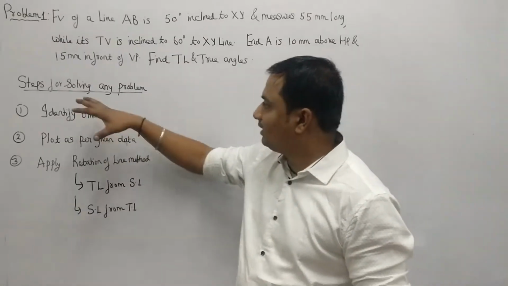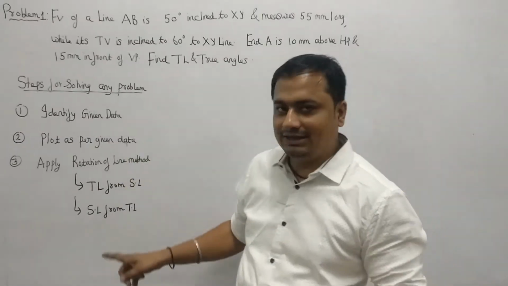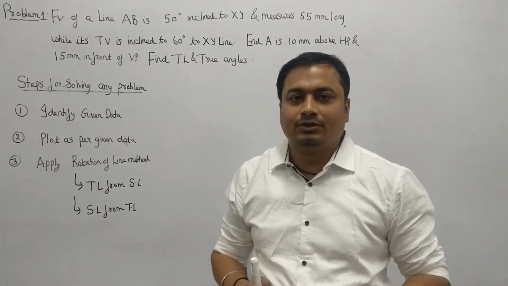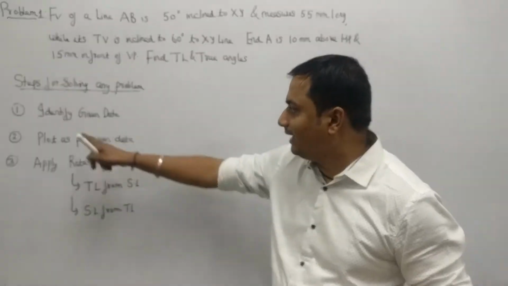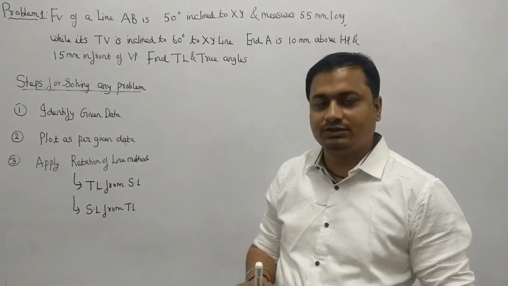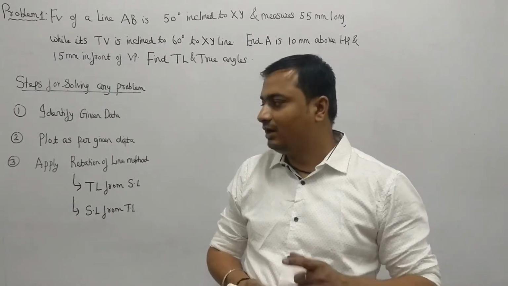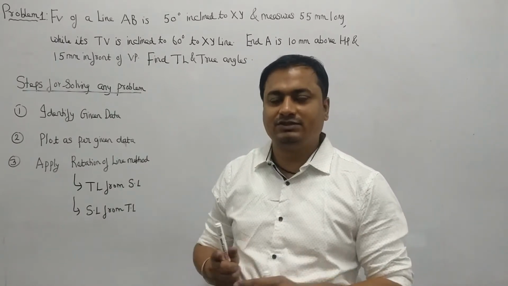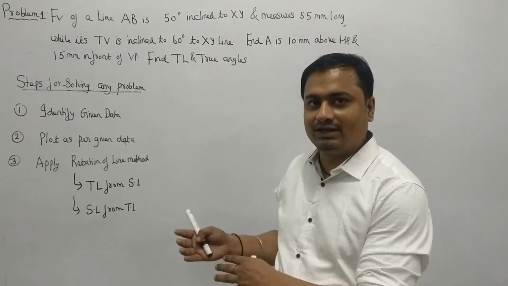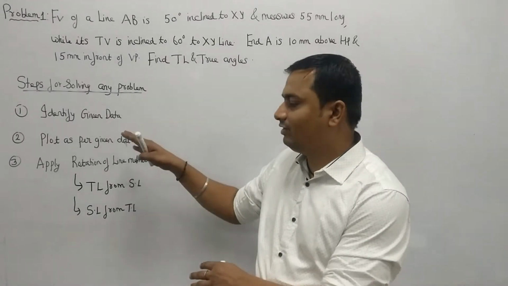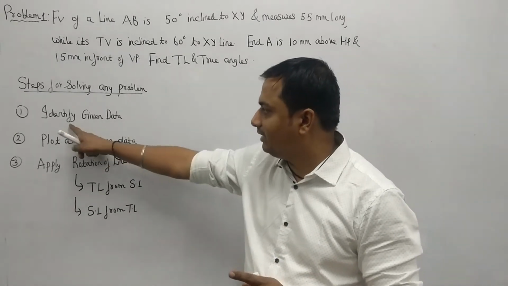Okay. So what are the steps for solving any problem based on the projection of a line? These are the three steps required to solve any problem based on projection of a line. The first step is to identify the given data. First you read the problem once, twice. You have to identify what data is given in this problem. That is very important. Half of your problem will be solved here if you have identified the correct data given in the problem. So this is the first step, identify the given data.